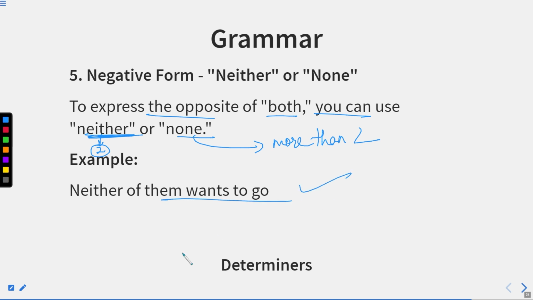But none cannot be used in place of both, because none is actually used for more than two. And none is a word after which we can have plural verbs, after which we can have singular verbs. Both are correct. Only neither can be the opposite of the word both. Now let us move to the next one.